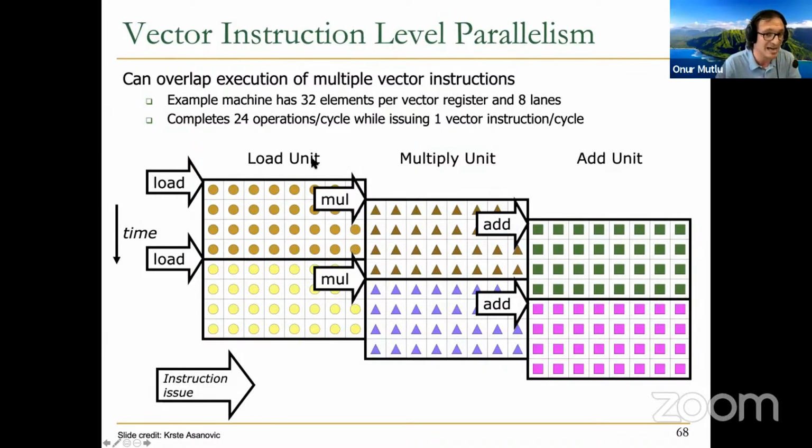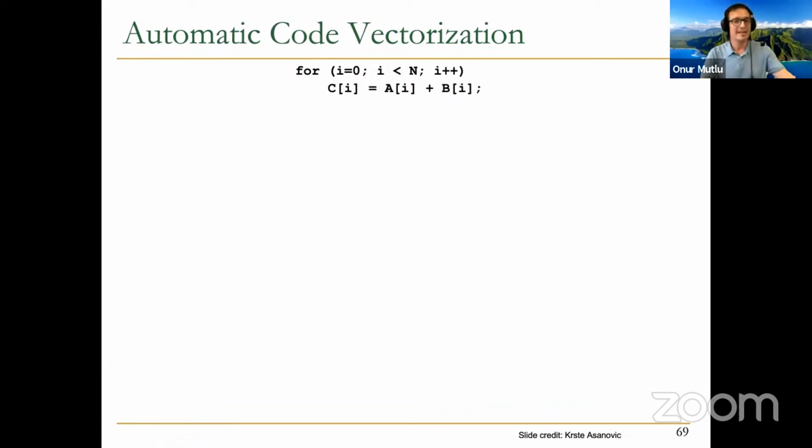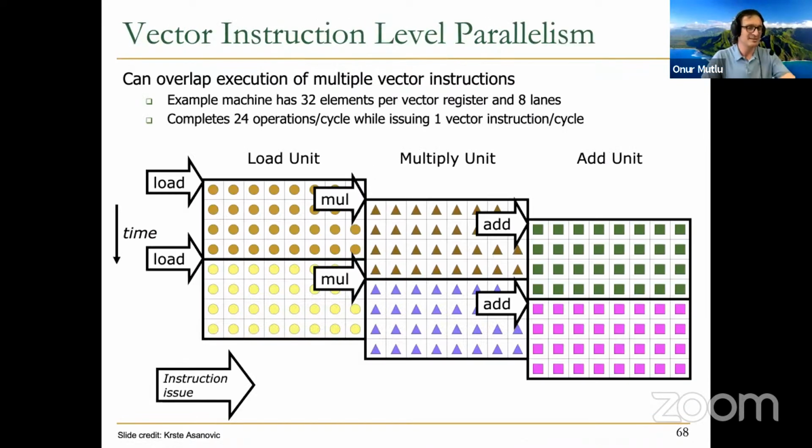So each load takes 4 cycles. Next, you can start the multiply that's dependent. Next, you can start the add. After the load is done, you can start the load again, and then the multiply that's dependent, and then add again. This way, you can actually have multiple functional units, as you can see. You can do array processing as well as vector processing over here. This machine is completing 24 operations per cycle while issuing one vector instruction per cycle, as you can see at a given time.